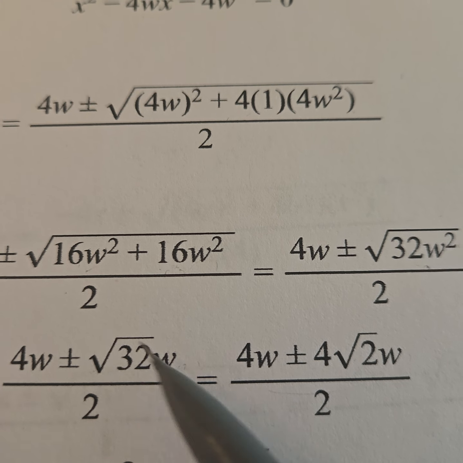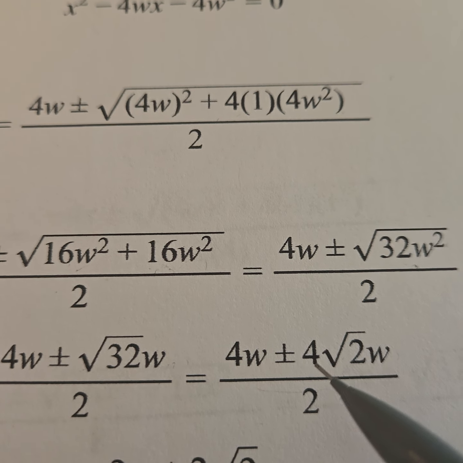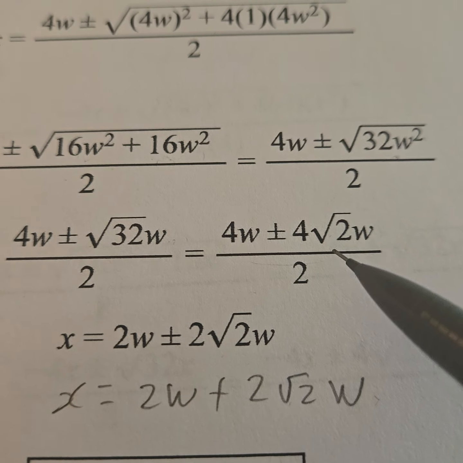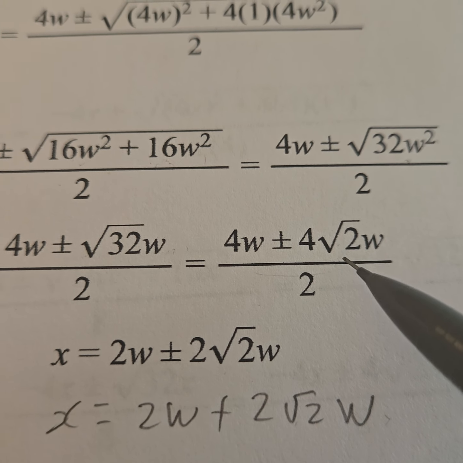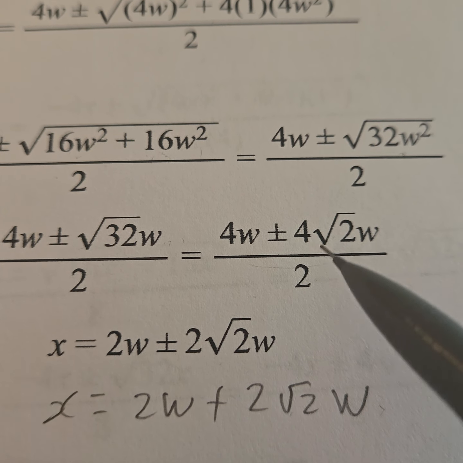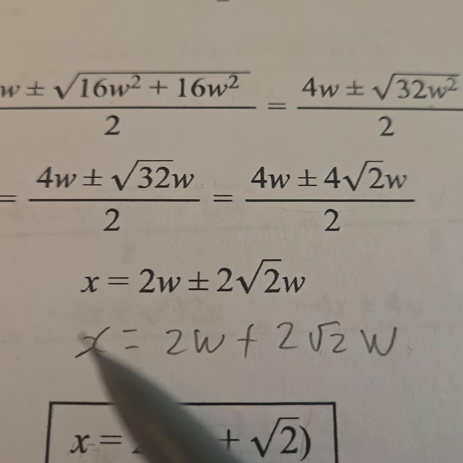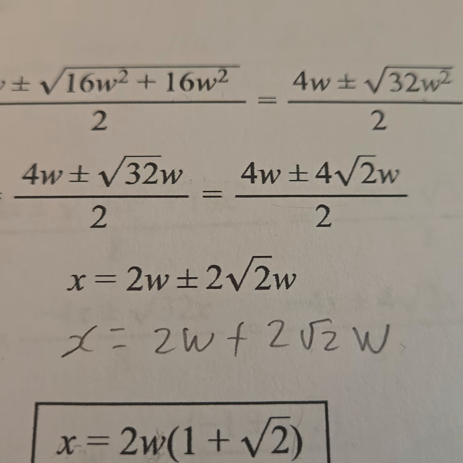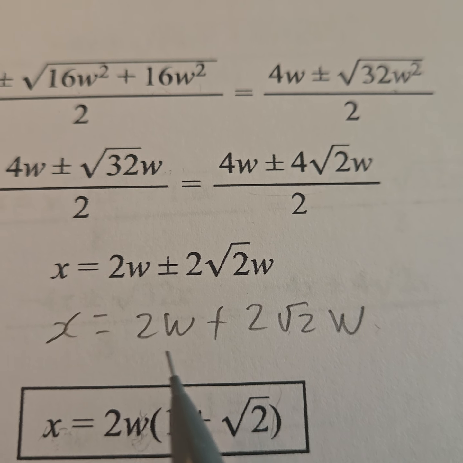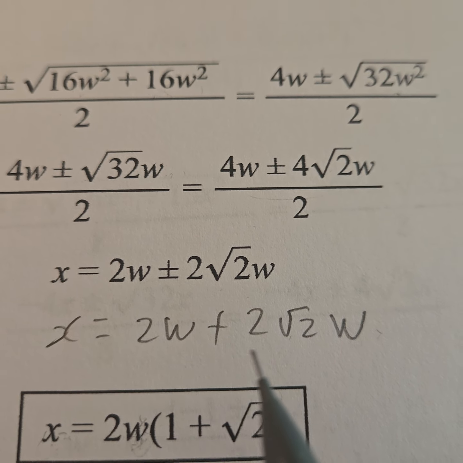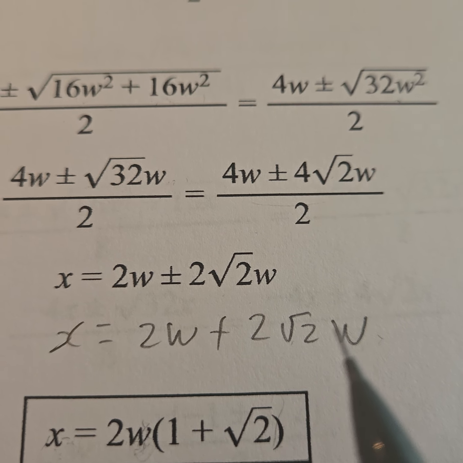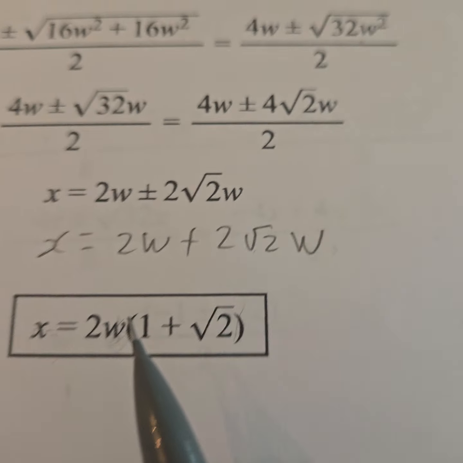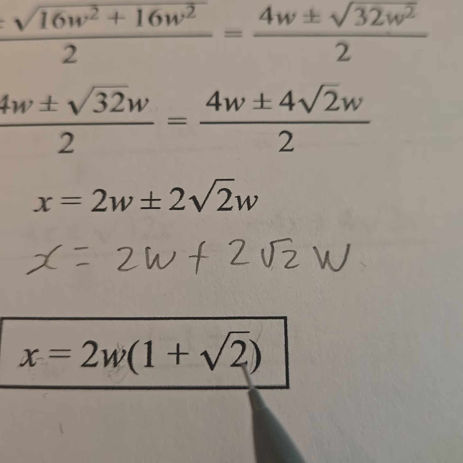And now that root of that 32 is 4 root 2, because 4 root 2 times 4 root 2 equals 32. And the next step is they divide top and bottom by 2, so that bottom just becomes 1. x is 2w plus or minus 2 root 2 w, and we know x is positive, so we're keeping the positive value. x is 2w plus 2 root 2 all times w, and if you want to, we can take out 2w as a common factor, and we're left with 1 plus root 2.